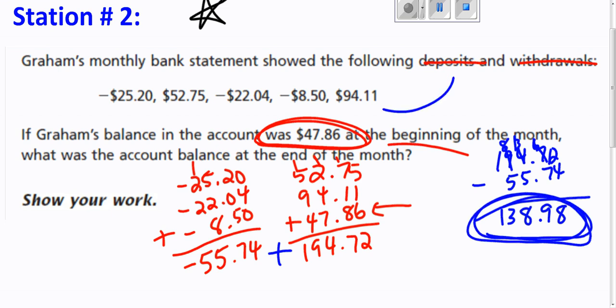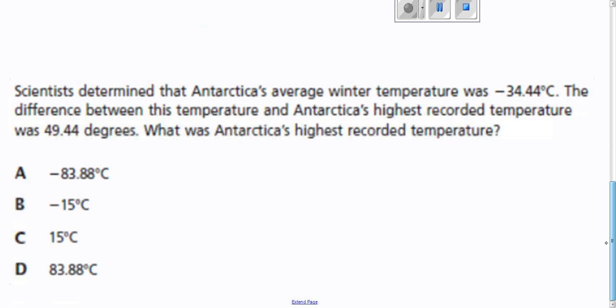The biggest mistake is forgetting about the $47.86 that he started with. The other biggest mistake is just messing up your positive and negative rules, which we are still messing up. I saw a number of you adding a positive and negative number together and just adding them like they were normal numbers. So make sure you're thinking about your rules tomorrow.